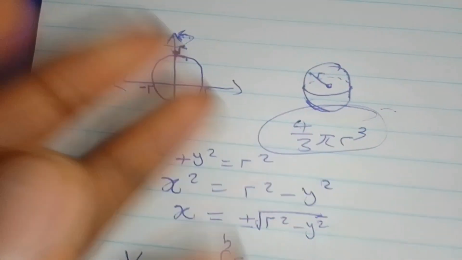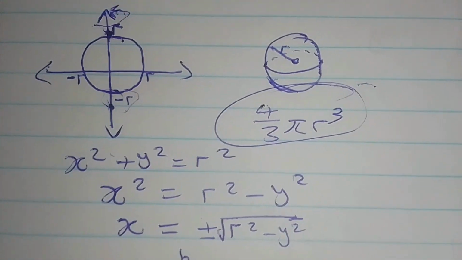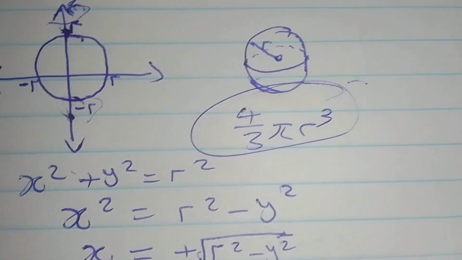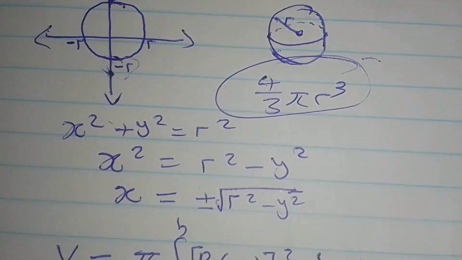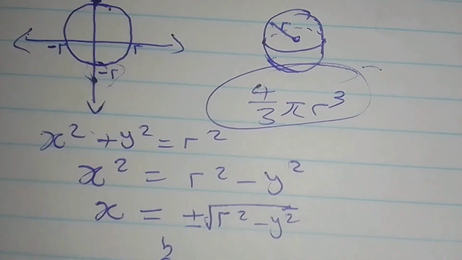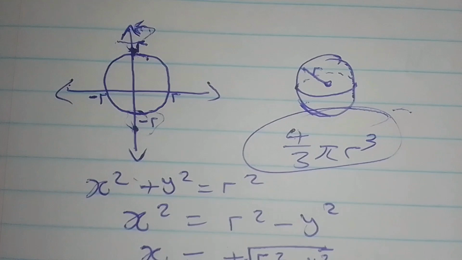So you can derive any kind of geometric figure you want. You can derive a cone, whatever you want, using the disk method. But some techniques don't require the disk method. The disk method will give you an incorrect answer. But in cases like this, yeah, you can use the disk method.